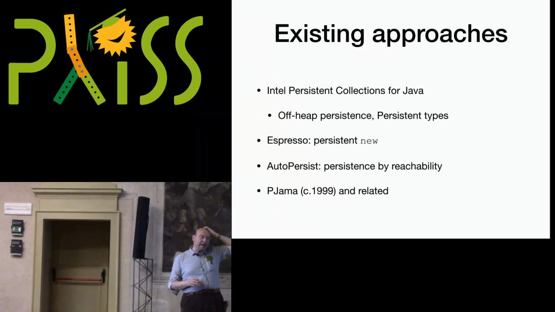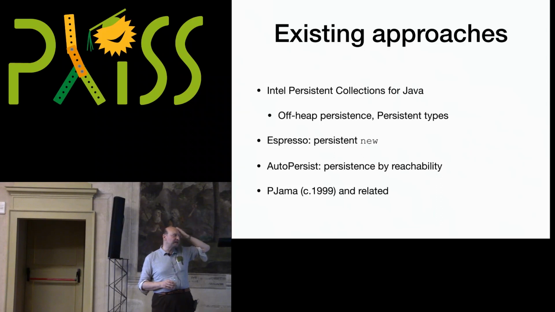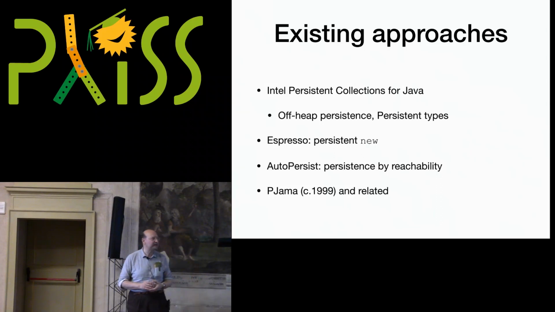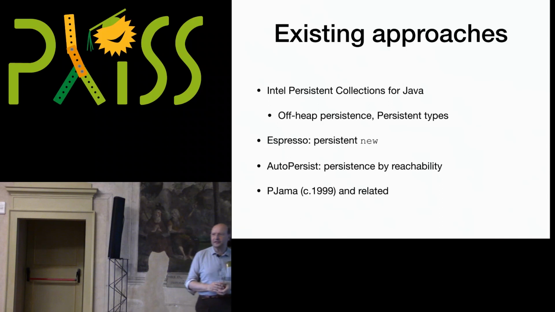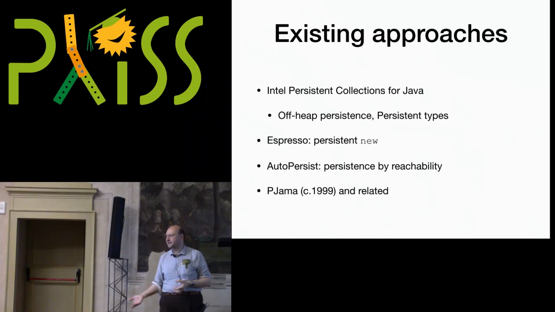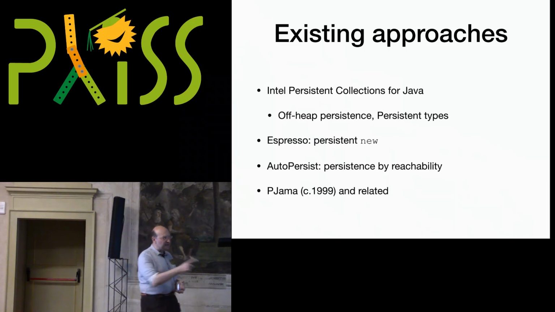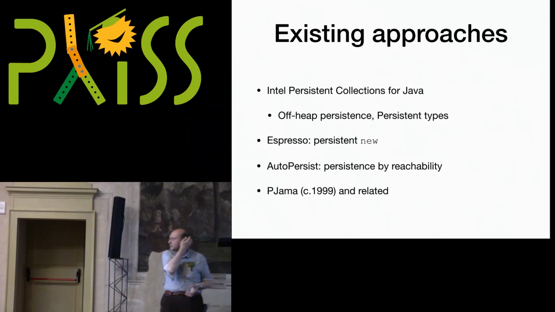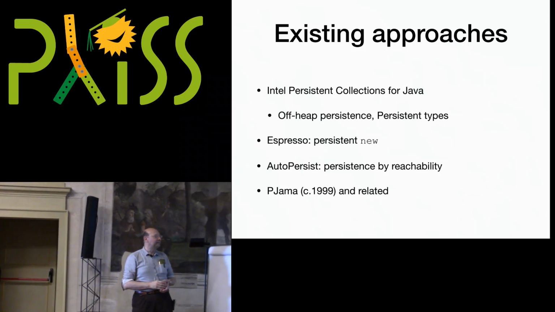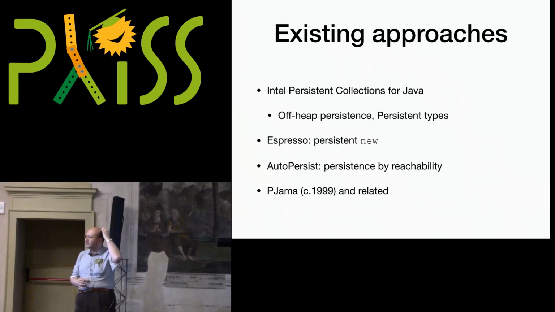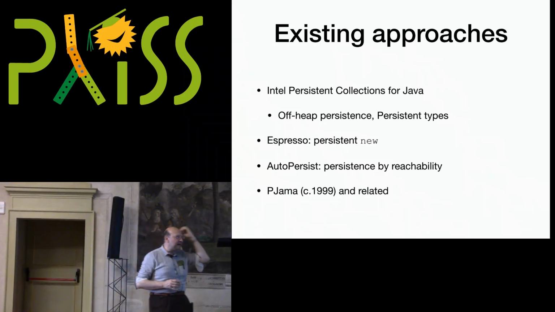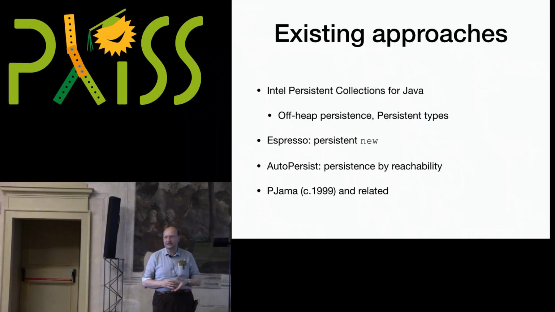So there's a paper, maybe a couple of papers, that describe a research system called Espresso, and they take the approach of adding a new operator. So there's pnew, which is analogous to new, and pnew allocates in the persistent heap. This is an interesting approach. It's sort of persistence by reachability after that. But the problem here is that there are no pnews in existing code, and so adopting this model and not throwing everything away is a little bit problematic.